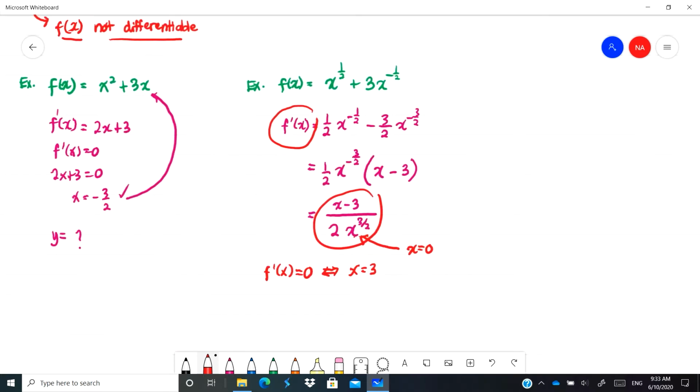That means that we have two critical points here. The first one is x equal to 3, and another one is x equal to 0.